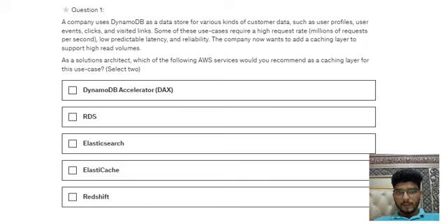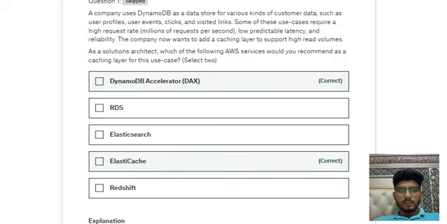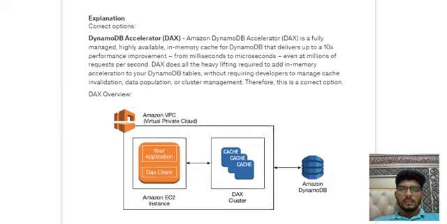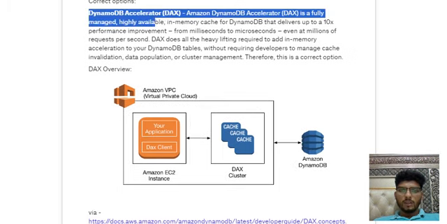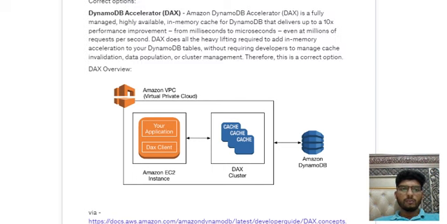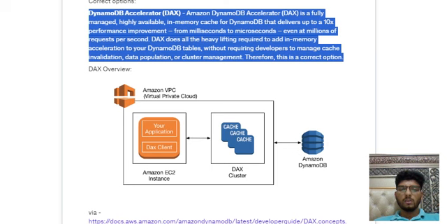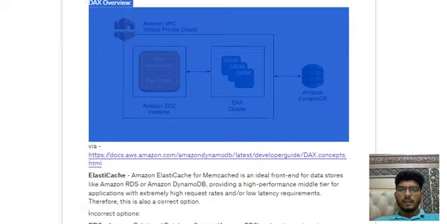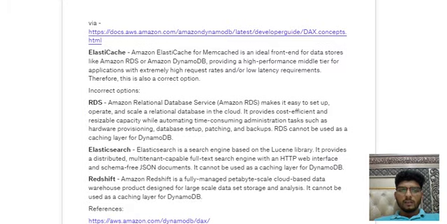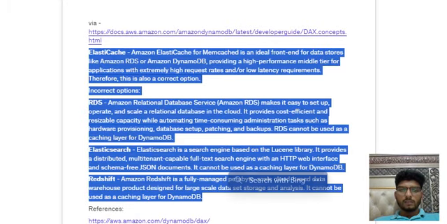Okay, the right answer is DynamoDB Accelerator, DAX, and ElastiCache. And the explanation for this right answer is that, so you have to pause the video to get a better understanding of the explanation. And here are the reference links, and here is the explanation.